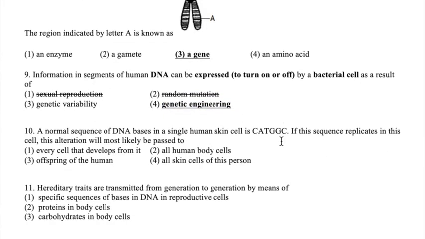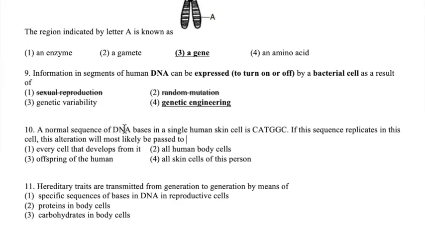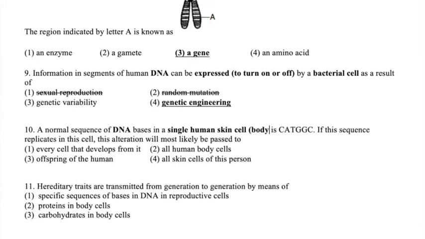Alrighty? 10. A normal sequence of DNA bases in a single human skin cell is CATGGC. If this sequence replicates in the cell, this alteration will most likely be passed to who? Now, this question is very tricky. You have to look at it very carefully. Who are our key players here? The word DNA. A single human skin cell. Now, look at this. Is this a body cell or a sex cell? This one is a body cell.